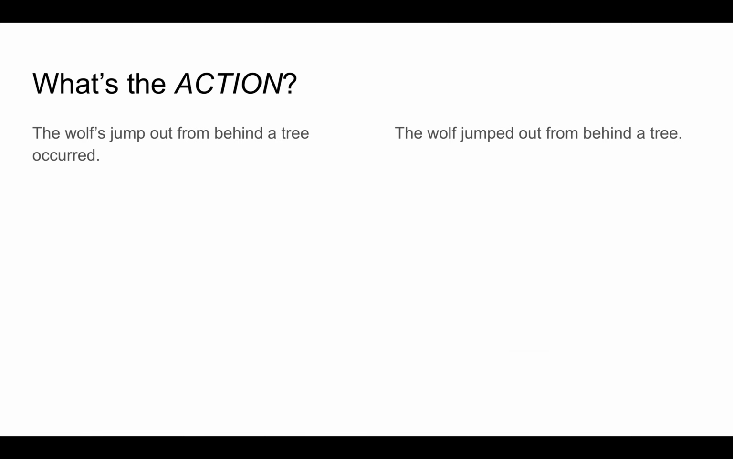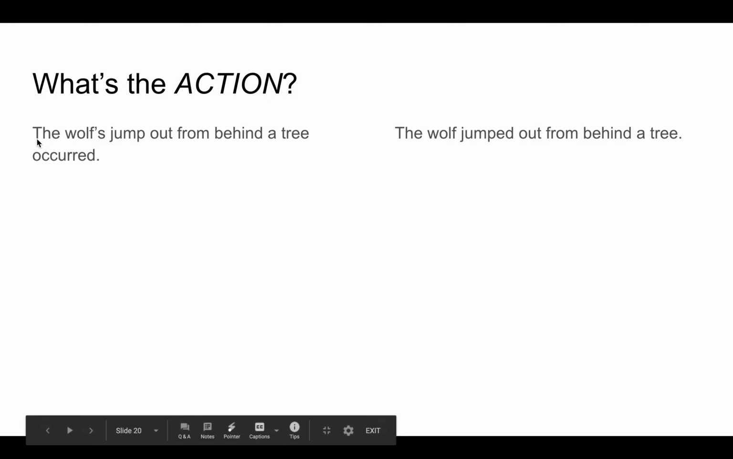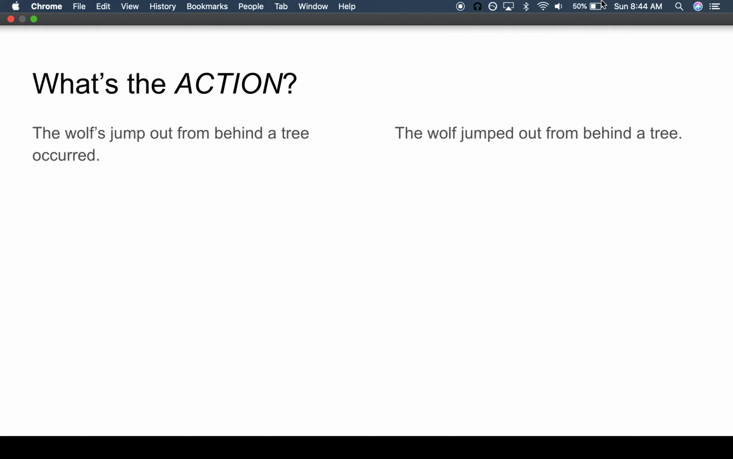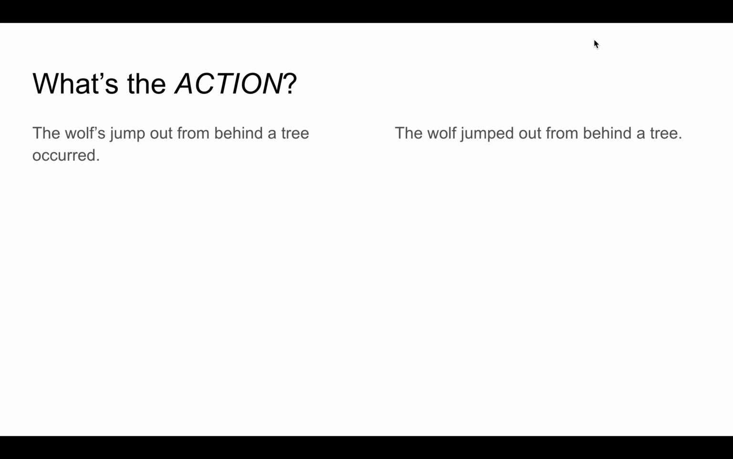I'm going to show you exactly why we like the sound of B better than A. So let's take just one clause from that story of Little Red Riding Hood. On the left we have a clause from version A. The wolf's jump out from behind a tree occurred. Over here we have a clause from version B. The wolf jumped out from behind a tree. So the first question we need to answer is this: what's the action in these sentences?